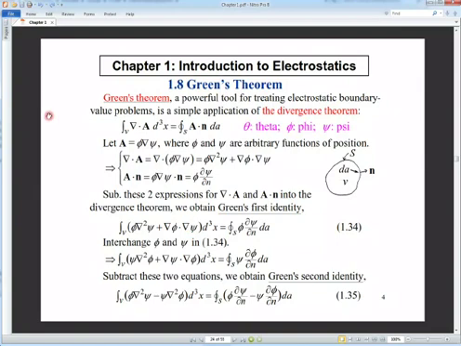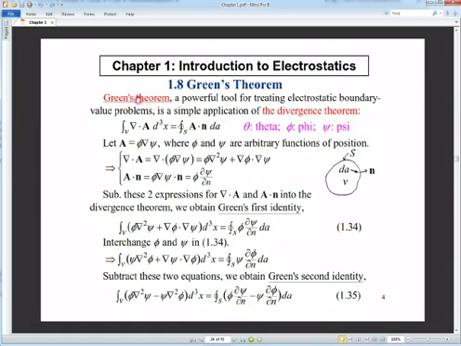Hello ladies and gentlemen, I would like to continue chapter 1.8. It depends on Green's function, Green's theorem in mathematics. We usually use this theorem in physics, in different branches of physics like thermodynamics or electromagnetism and so on.